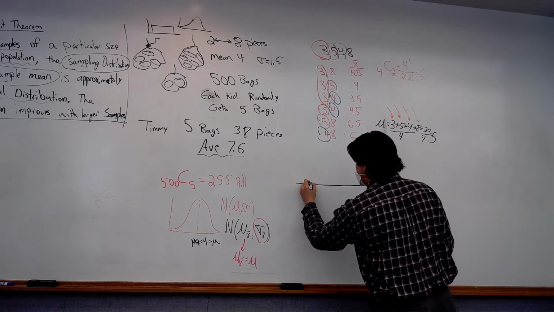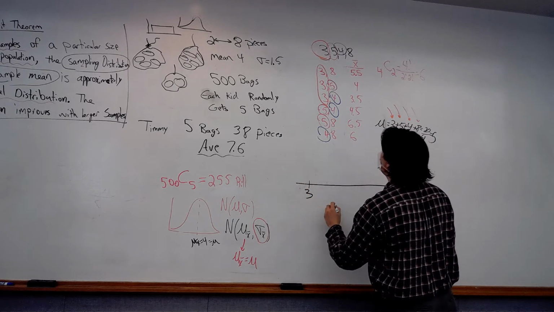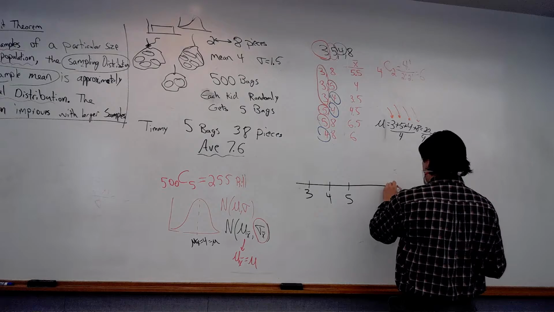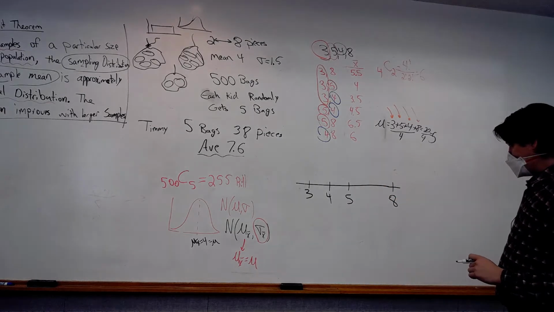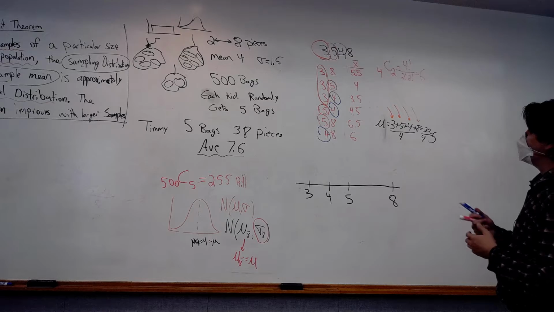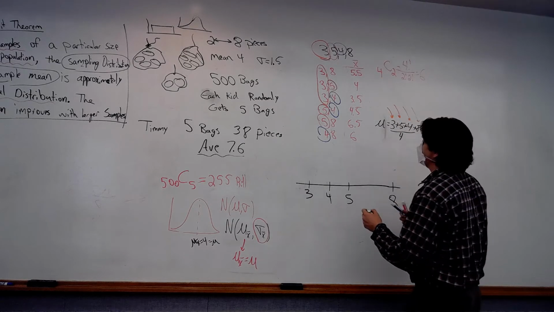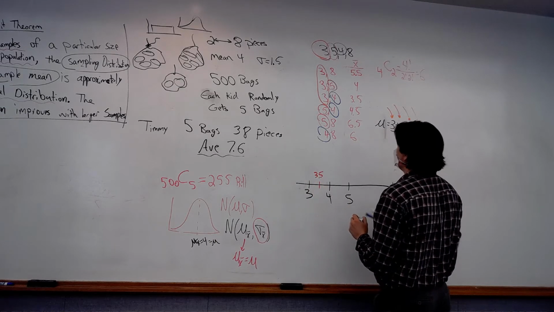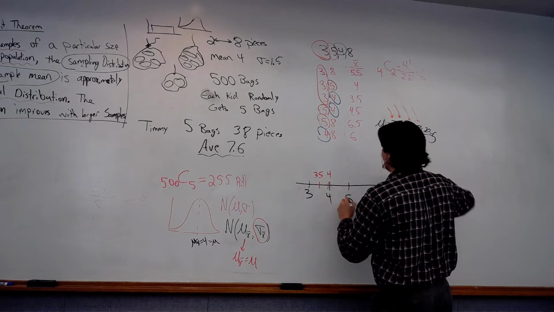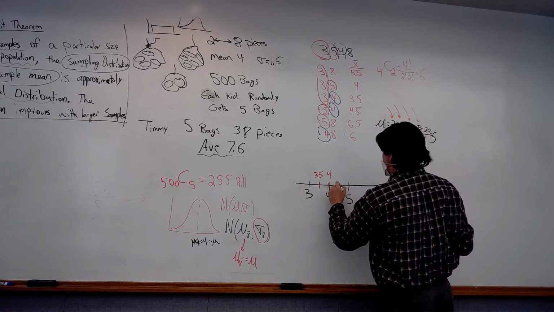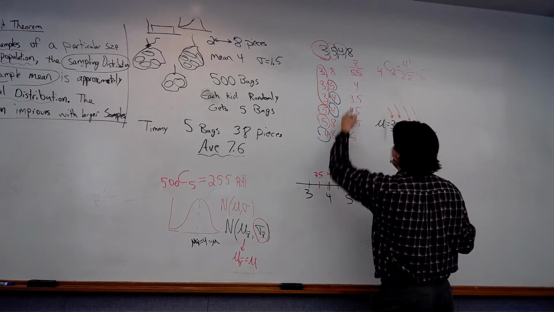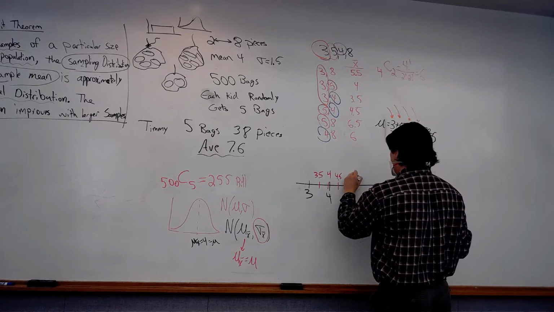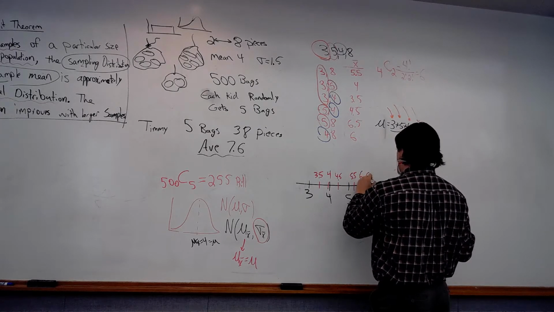Okay, so our population, we have 3, 4, 5, and put 8 out here. And our sample means, the distribution is 3.5, 4, what do we got? We have a 4.5. We have 5.5. We have a 6 and a 6.5.